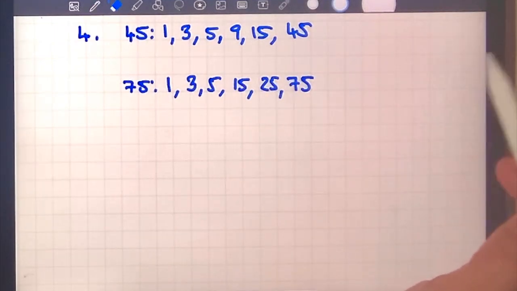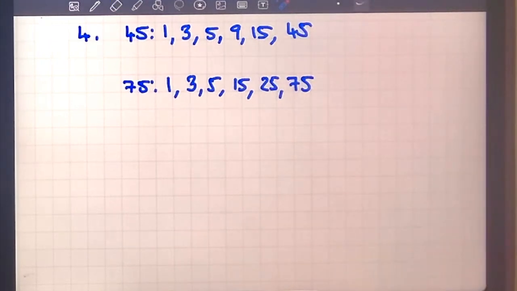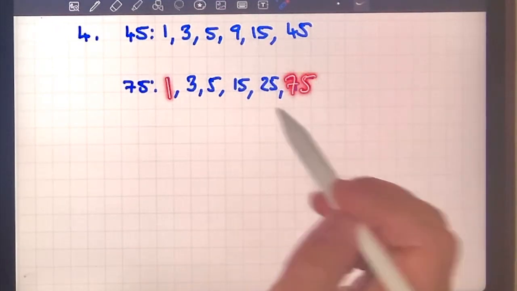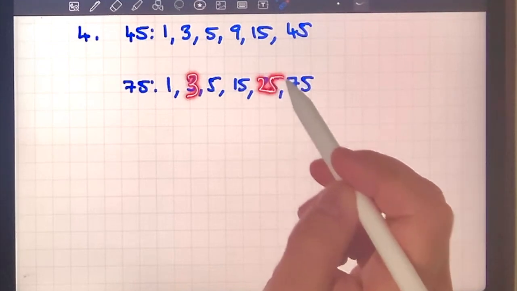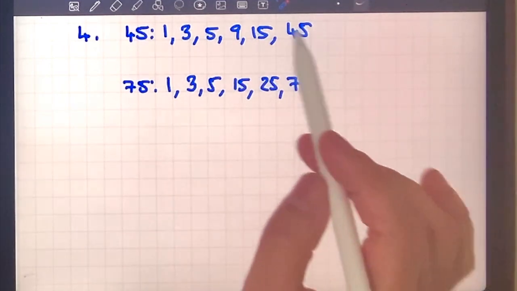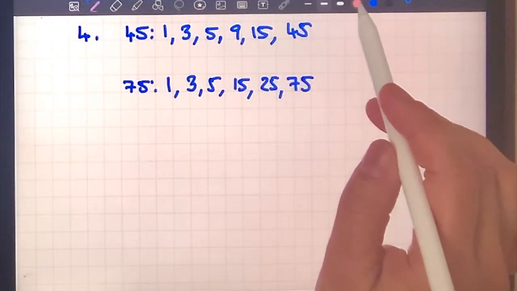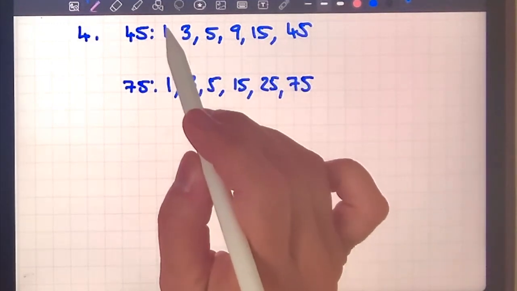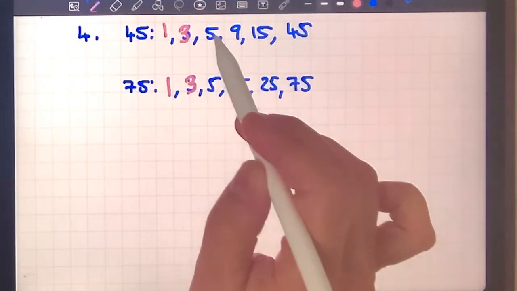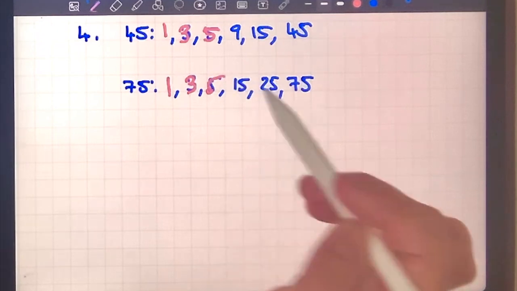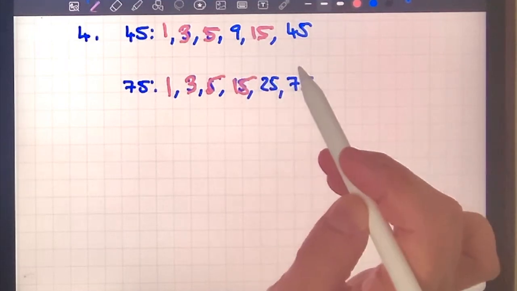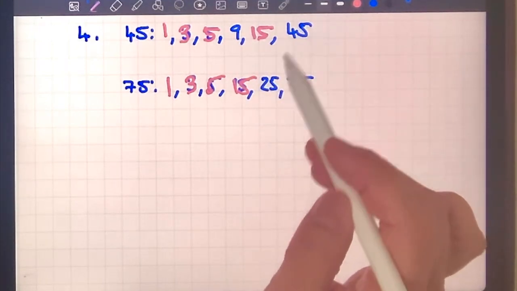Okay. So now let's make sure that I haven't left anything out and that they all pair up. 1 pairs up with 75. 3 times 25 is 75, and 5 times 15 is 75. Now I'm just going to make sure that I can identify my common factors. 1 is common, 3 is common, 5 is common to both of them, 9 is not, 15 is common, and no other factors are common.